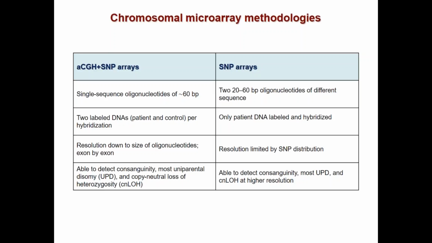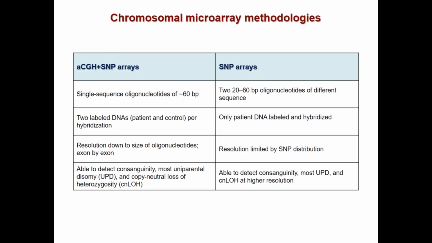So we explained array CGH. SNP arrays work in a slightly different way. SNP arrays contain sequences that encompass the two alleles of a SNP. I'm sure that you are familiar with what a SNP is, single nucleotide polymorphism. A single nucleotide polymorphism is a single base pair change and usually present in two alleles, what we call allele A and B. So these two versions of a SNP are printed on the array. And there is no control. Only the patient is hybridized to the array.